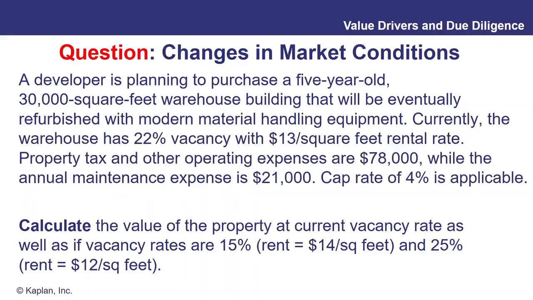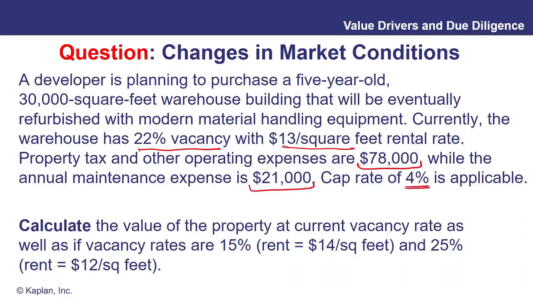Now, let's look at a quick example of what happens to the valuation of real estate depending on the outcome, meaning specifically what is going to be the impact on value on account of changes in market conditions. So in this example, you are considering building a 30,000 square foot warehouse building, or you're purchasing a 30,000 square foot warehouse building that will be refurbished. The current level of vacancy is 22% and the rent is $13 per square foot. Now you're given operating expenses, such as property tax and other operating expenses, of $78,000 per year, and maintenance expenses of $21,000 per year. Cap rate is 4%. That is what is given to you.